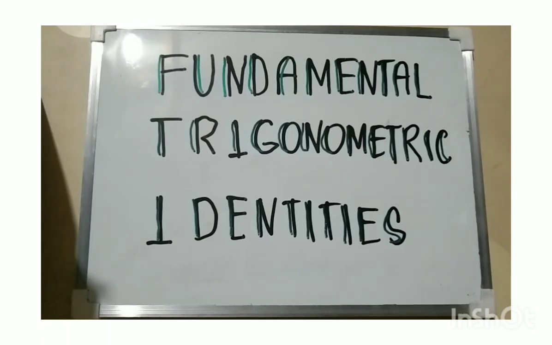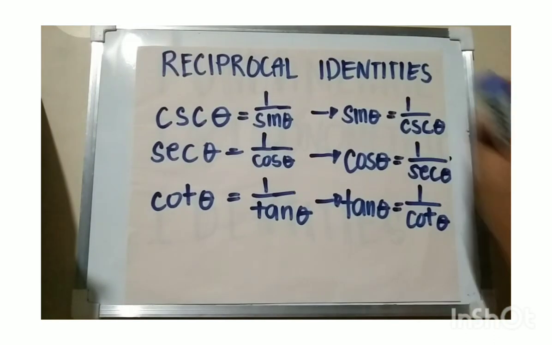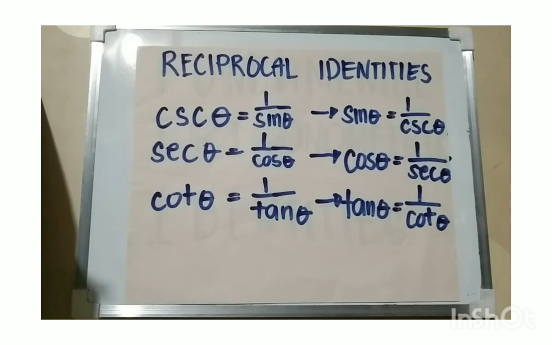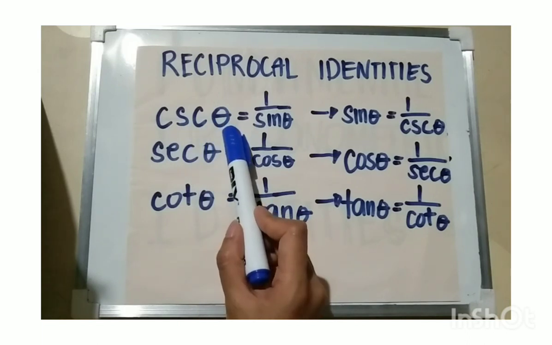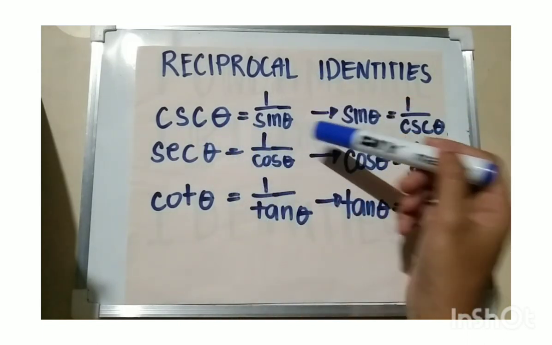Pleasant day, everyone. Today we will learn the fundamental trigonometric identities and how to use them in simplifying trigonometric expressions. So we have here first the reciprocal identities. As you can see, cosecant theta is equal to 1 over sine theta.